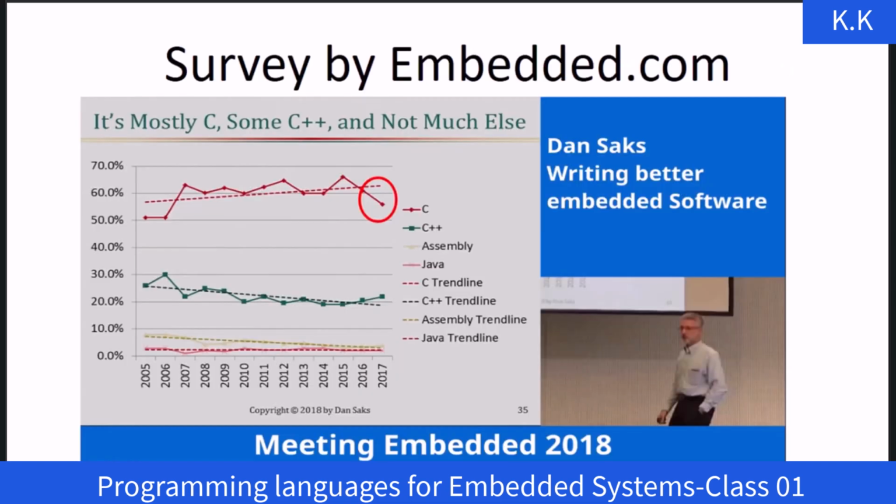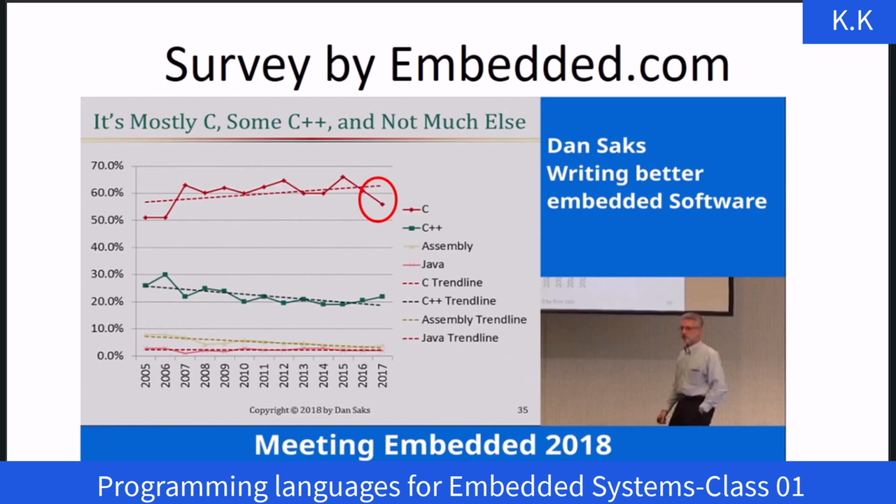Now, if you look at the survey of 2017 made by embedded.com, here is a screenshot of Dan Sachs' presentation during the keynote speech. This video you can find on YouTube. It is a very informative video, you should watch it. If you look at this slide, you can see that C is still the number one and highly favored programming language for embedded systems, followed by C++ and assembly.